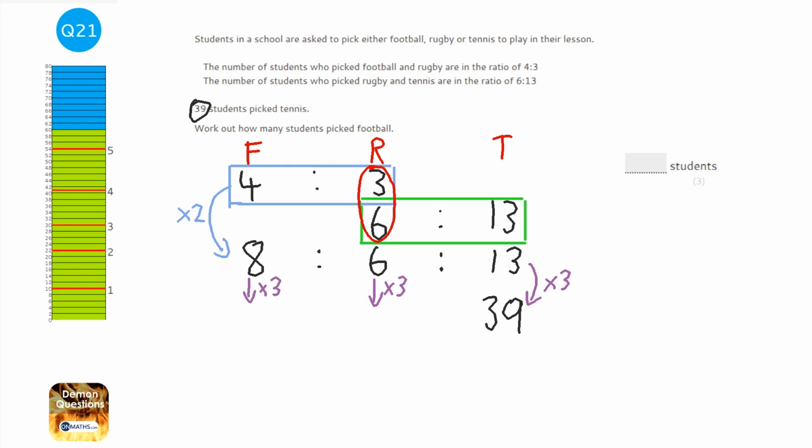So 6 times 3 will be 18, and 8 times 3 will be 24. So we've already answered the question, because if there's 39 tennis, there's going to be 24 football. This is not the easiest ratio question out there, but if you just try and link the two ratios together, then it will start to make sense and it will start to become a lot easier.